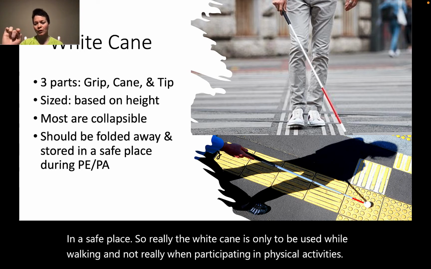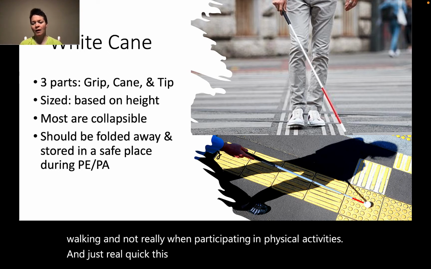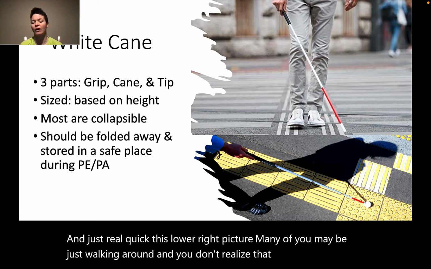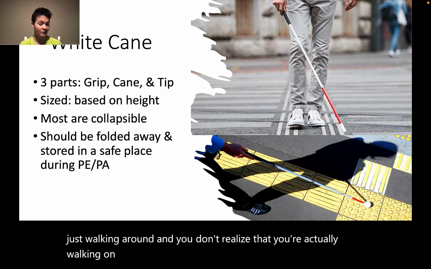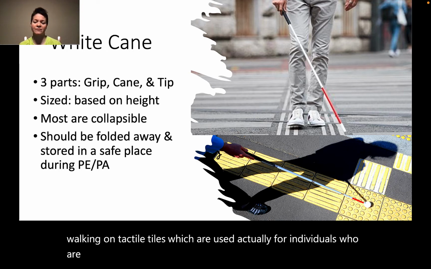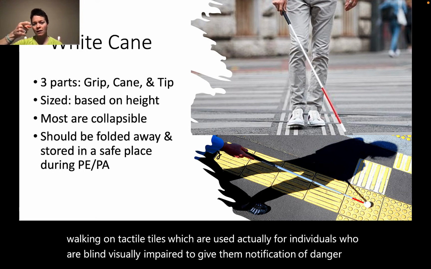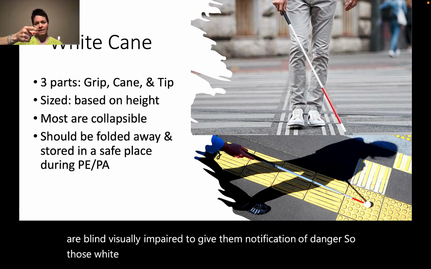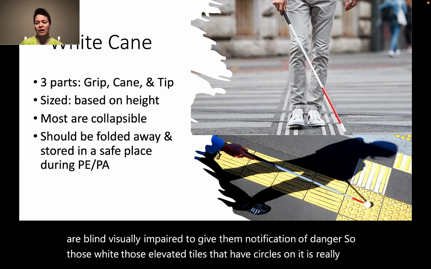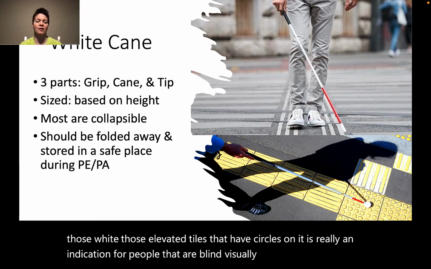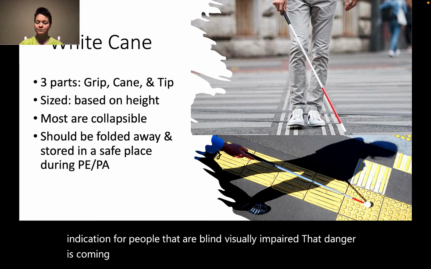And just real quick, this lower right picture, many of you may be just walking around and you don't realize that you're actually walking on tactile tiles, which are used for individuals who are blind or visually impaired to give them notification of danger. Those white, elevated tiles that have circles on them are really an indication for people that are blind or visually impaired that danger is coming up ahead.